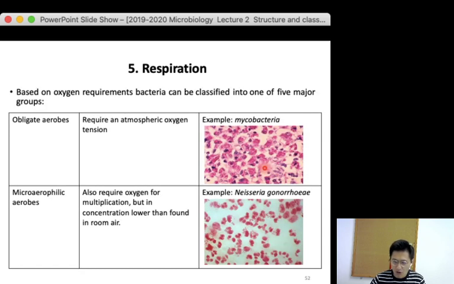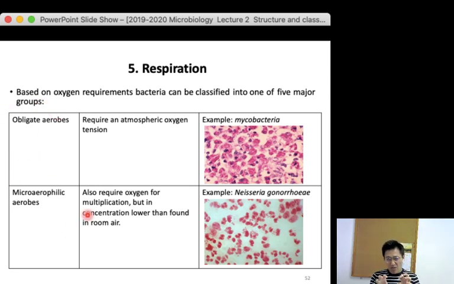Let me summarize this group of respiration requirements. The first group is they need money, like me, I need a lot of money. The first one is the obligate aerobe. Absolutely, oxygen is needed. Like me, I need money. If I have no money, I can't survive. Aerobes mean they extremely need oxygen.